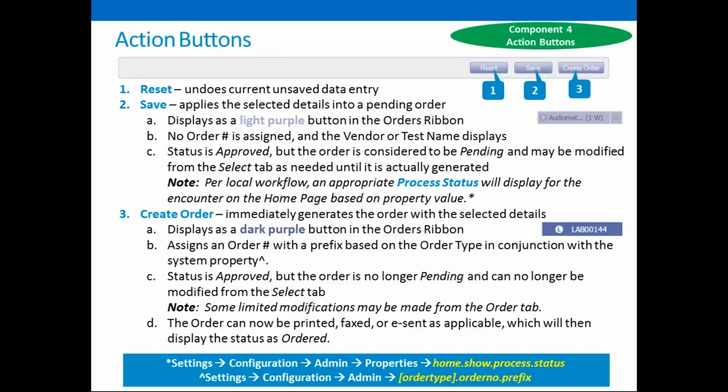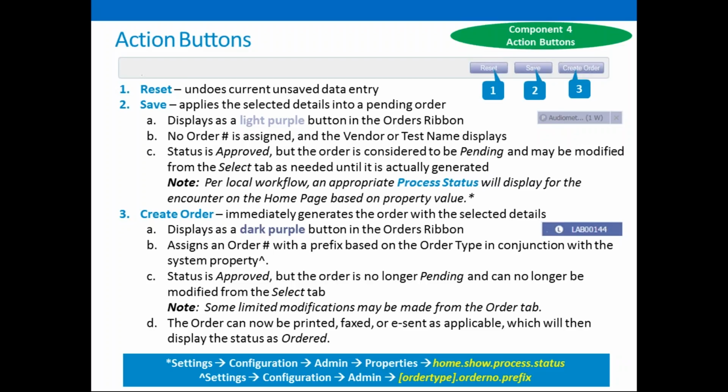Fourth component then is your action button. So we started with our orders ribbon. We went through the selection criteria, modifying and scheduling the details, generating the order. Now we've got our action buttons, which allow us to either reset, which means undo everything you just typed and haven't saved yet, kind of an edit undo.